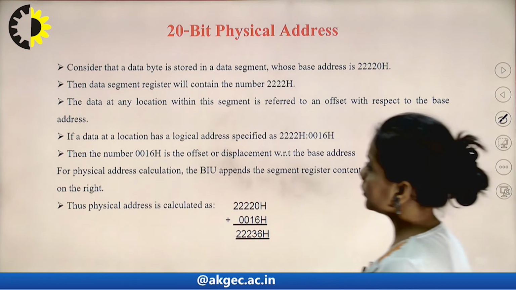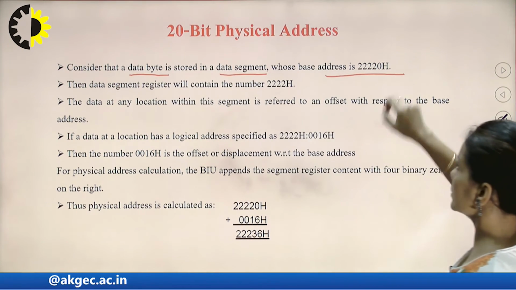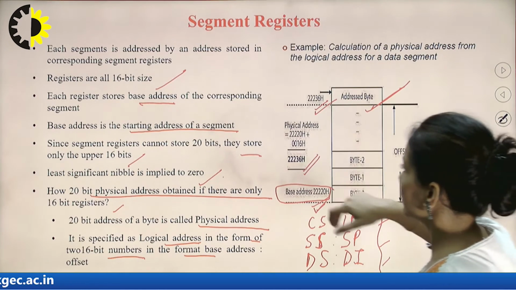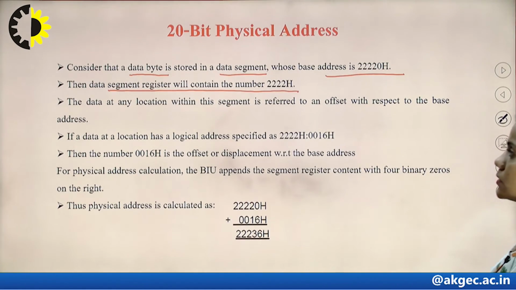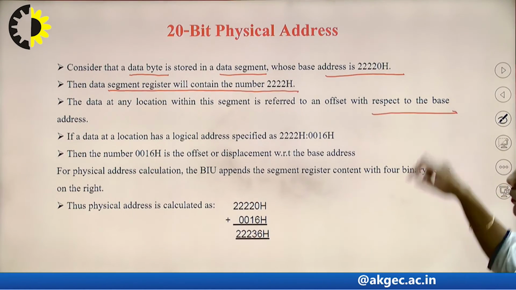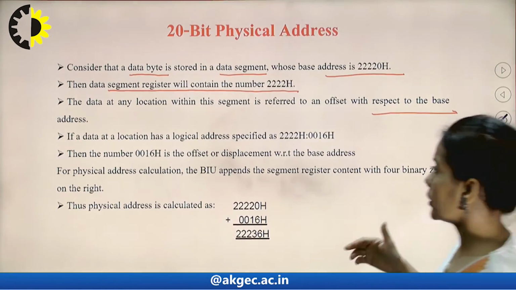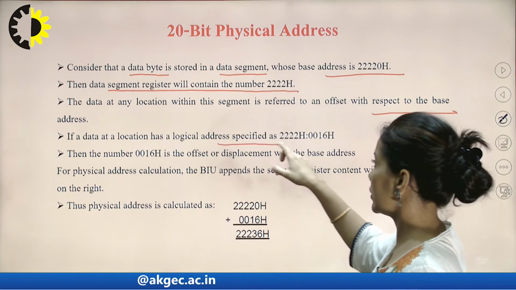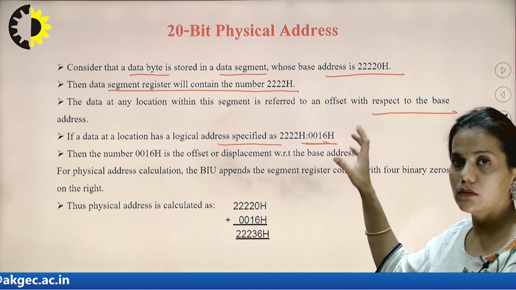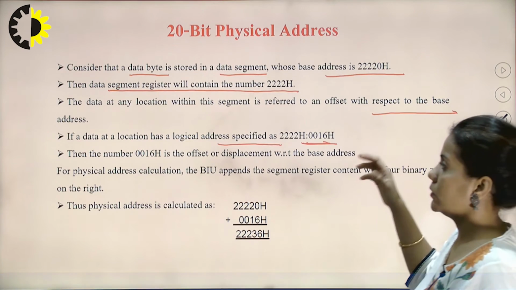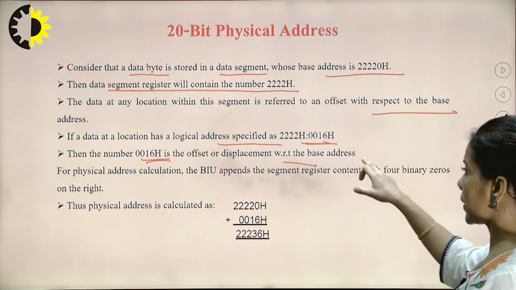Now when we talk about the 20 bit physical address, suppose a data byte is stored in the data segment whose base address is this. I have already explained this in the figure. Then the data segment register will contain this number. The data at any location within this segment is referred to by the offset with respect to the base address. Suppose in this case the offset is 0016H. So the data at a location has a logical address specified by this. This is how we write the combination of the logical address and the offset to represent the physical address. Then this number is the offset or displacement with respect to the base address.